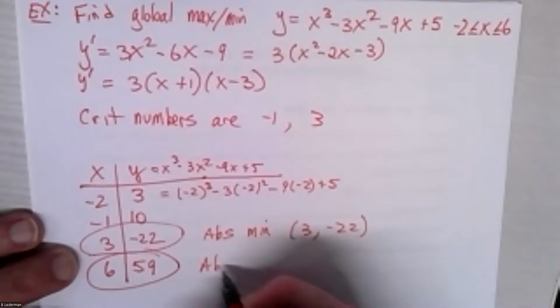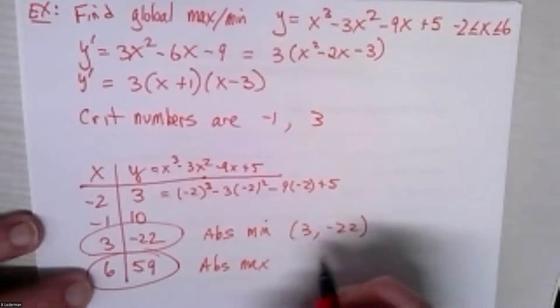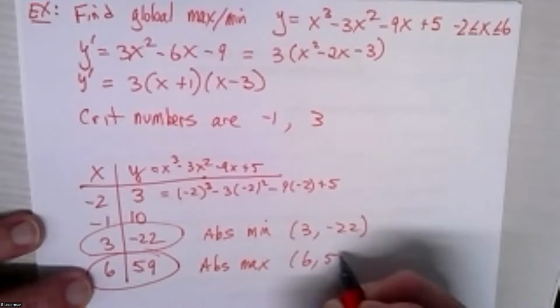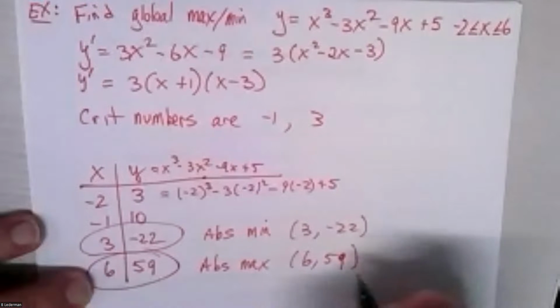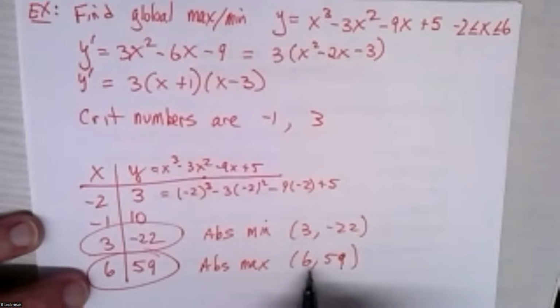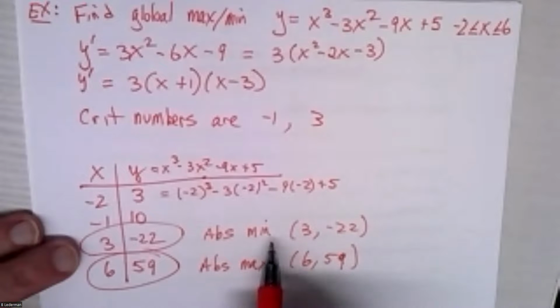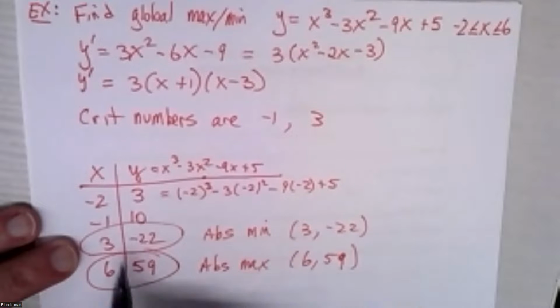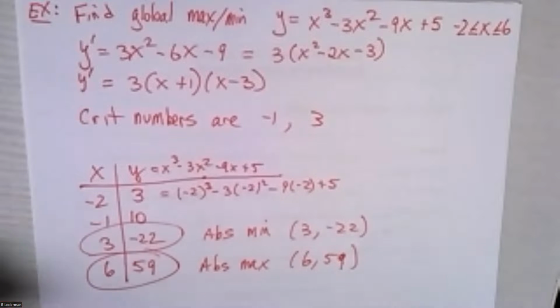And the absolute max is at 6 comma 59. And notice, of course, the absolute max happens at an endpoint. The absolute min happens at a local min. So that is how we do that.